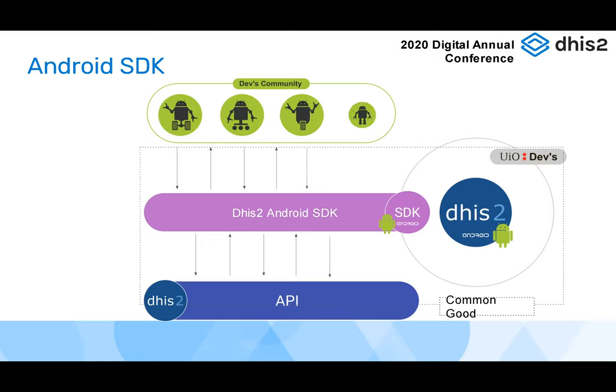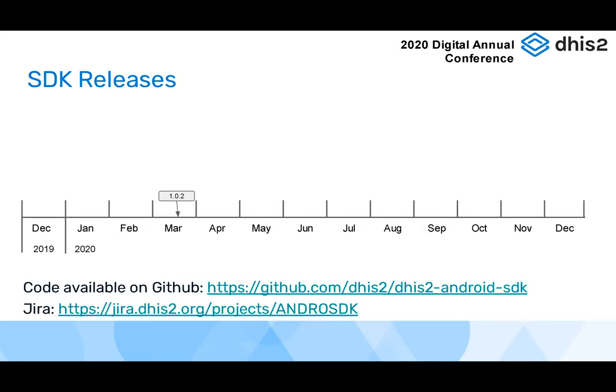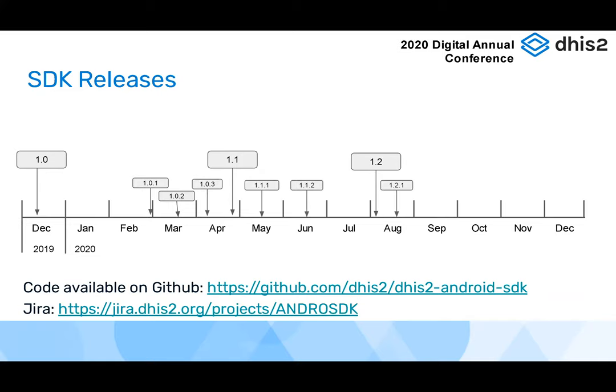So this chart represents the SDK releases that we have so far. It is pretty new. I would say the first release was 1.0 in December 2019. Since then we have had another release at the end of April, another in August, and we are going to publish the last one in early October. In between we have different patch versions as well, of course. We are going to publish 1.3 in early October, and also in early October we're going to publish the 2.3 Android application.